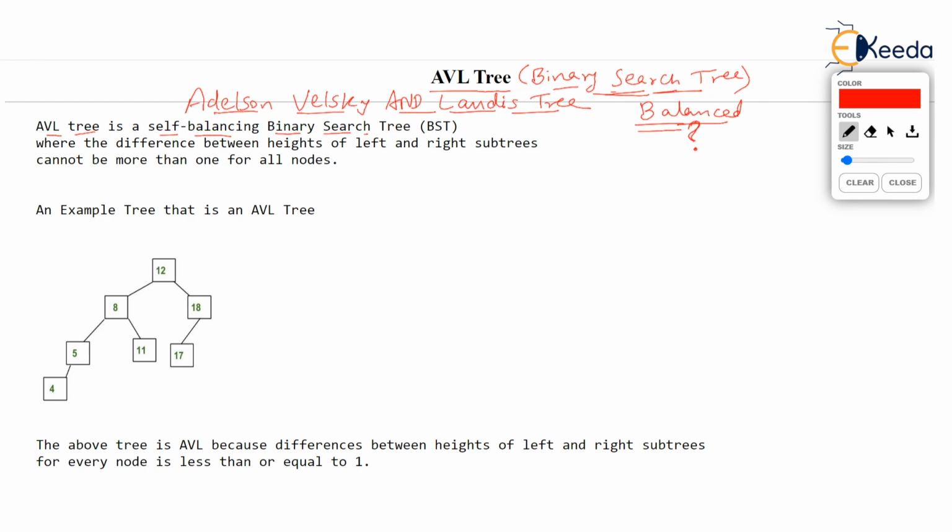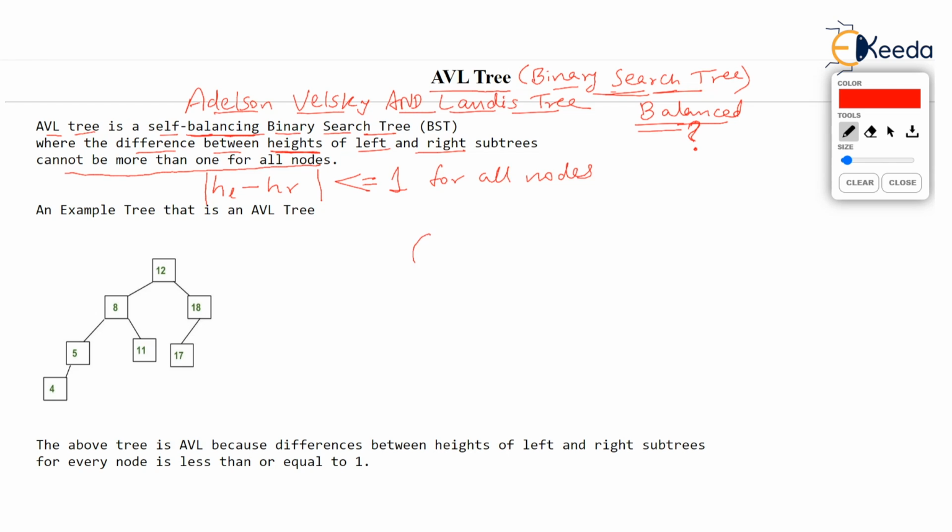An AVL tree is a binary search tree, but it is balanced, where the difference between heights or depth, whatever you say, both words are the same, of the left and right subtrees cannot be more than one for all the nodes. This formula can be written as the absolute value of HL minus HR is less than or equal to 1 for all nodes, where HL is the height of the left subtree and HR is the height of the right subtree. We take the absolute value of the difference between the two heights and compare it with 1.